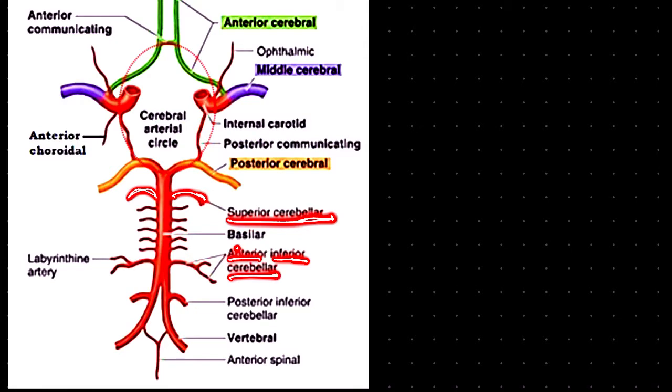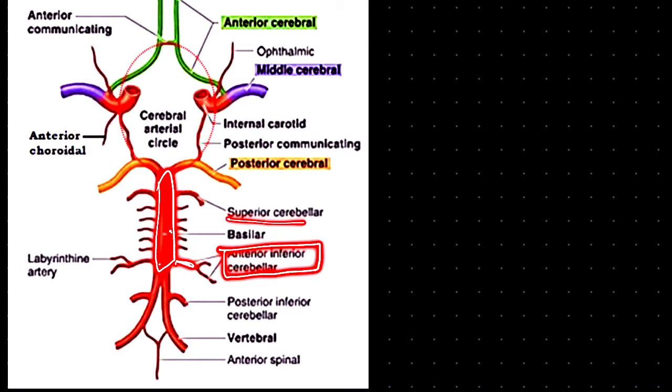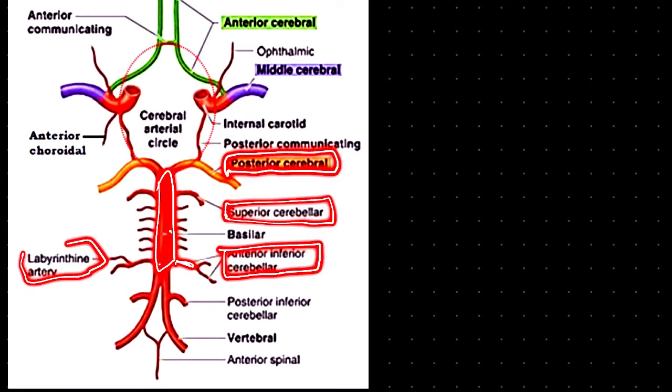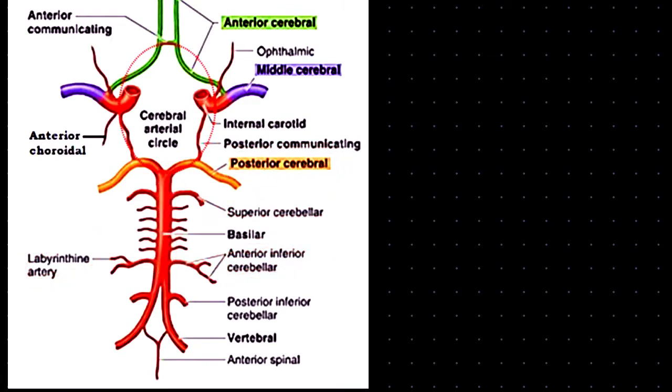Now moving further, we will see that there is also the posterior cerebral artery. This posterior cerebral artery is also a branch of the basilar artery. So in the basilar artery, we talked about the anterior inferior cerebellar artery, the superior cerebellar artery, and the posterior cerebral artery. And in 20% of cases, the labyrinthine artery is a direct branch of the basilar artery, but in 80% of cases, it arises from the anterior inferior cerebellar artery. So this was all about the basilar artery.